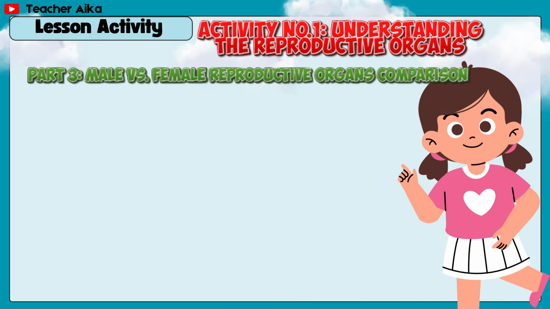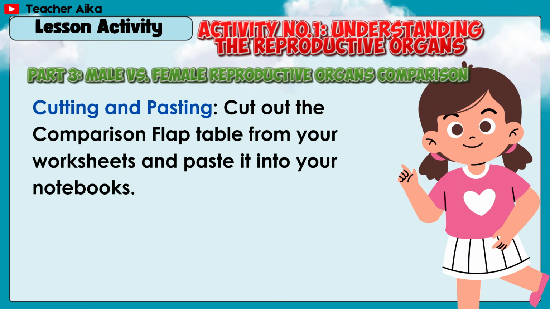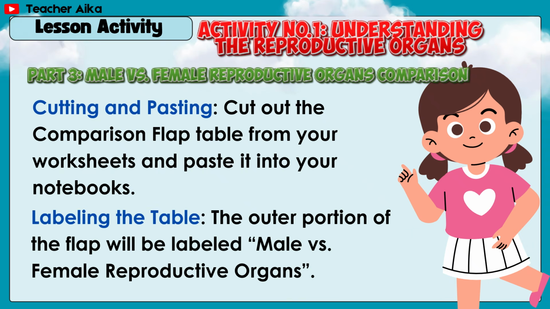Part 3: Male versus female reproductive organs comparison. First, cutting and pasting. Cut out the comparison flap table from your worksheets and paste it into your notebooks. Second, labeling the table. The outer portion of the flap will be labeled male versus female reproductive organs.